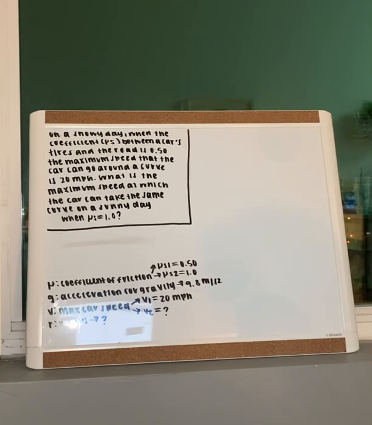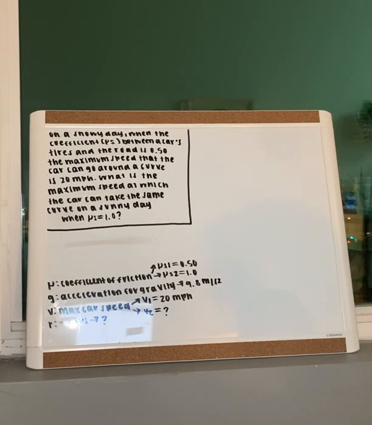The question I chose to do was: on a snowy day when the coefficient between a car's tires and the road is 0.50, the maximum speed that the car can go around a curve is 20 miles per hour. What is the maximum speed at which the car can take the same curve on a sunny day when the coefficient of friction is equal to 1.0?